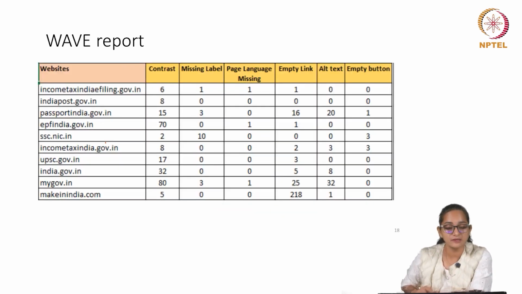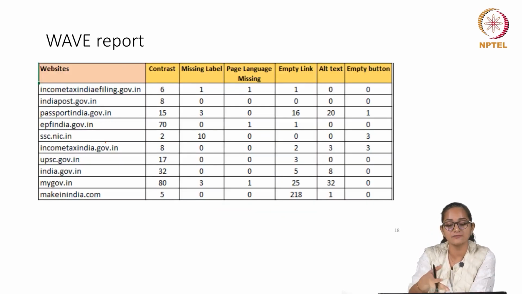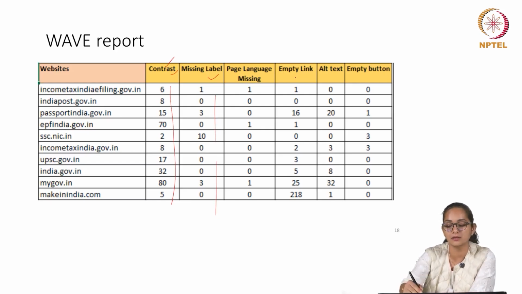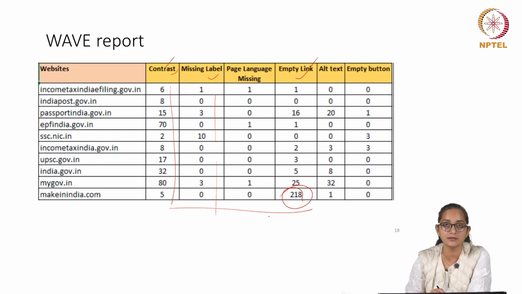Similarly, for all those websites, a WAVE report was also generated, showing for each page how many contrast issues, missing labels, and empty links there were. Make in India apparently has 218 empty links for some reason, although this is old data. This is not new data, but probably at that time they had a lot of empty links.